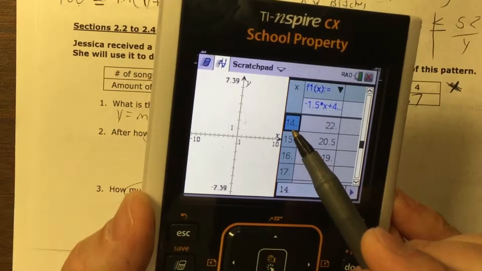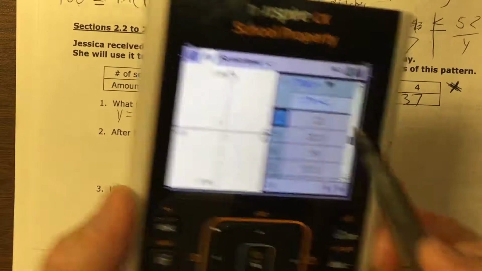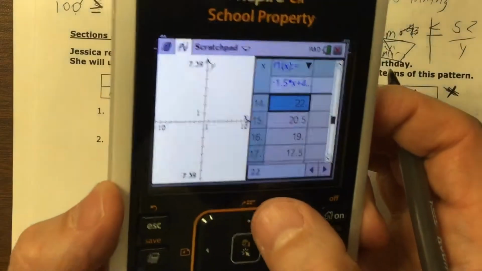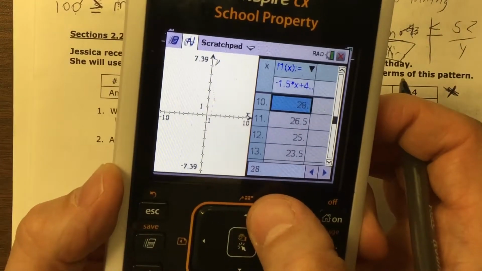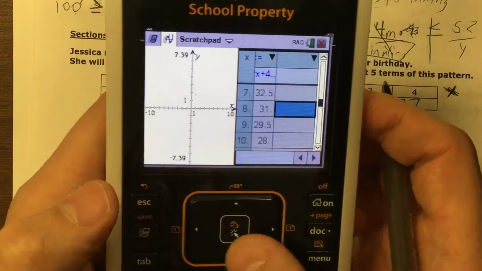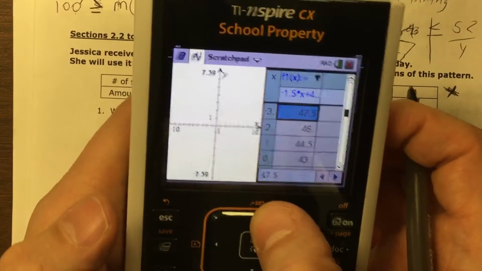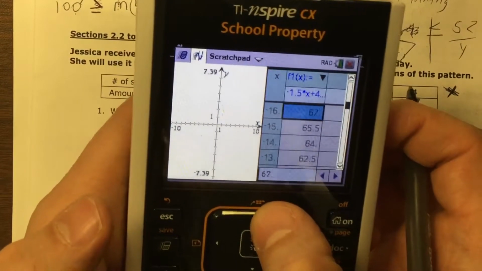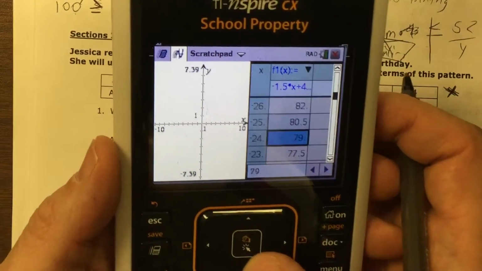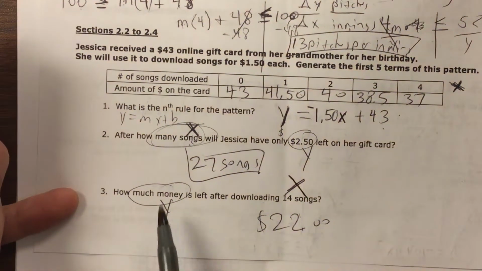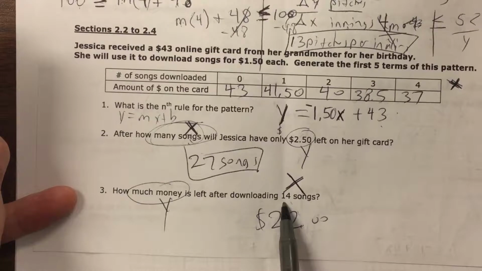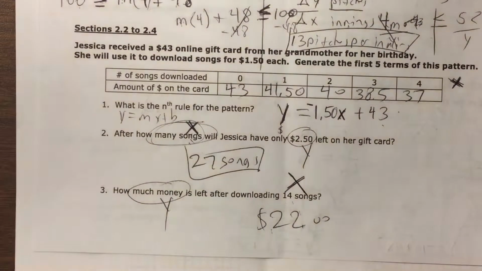After she bought 14 songs, she has $22 left. The common mistake on these is people trying to look for the number on the wrong side. That's the mistake. Okay, oftentimes you could find the same number on the other side, but you're looking at the wrong column. You're looking at money, for instance, when you really need to have songs. So they're giving you songs. Okay, so you're looking on the left-hand side, and you found the $22 on the right-hand side.